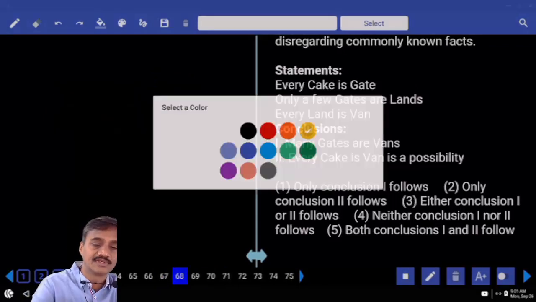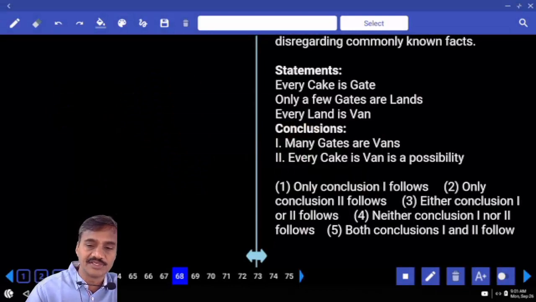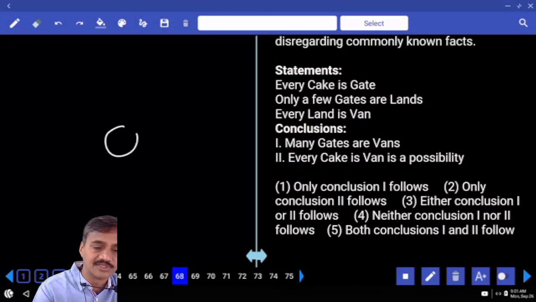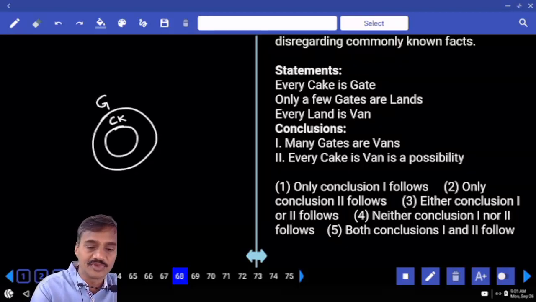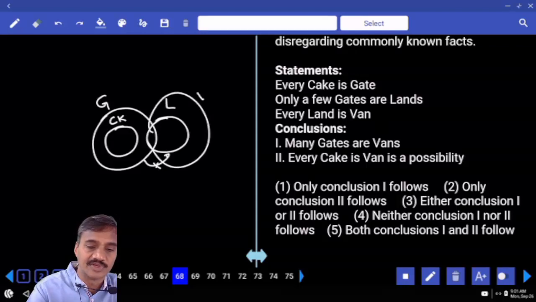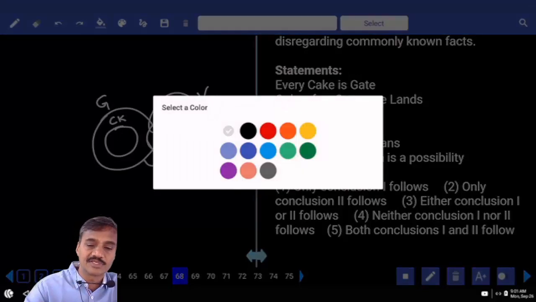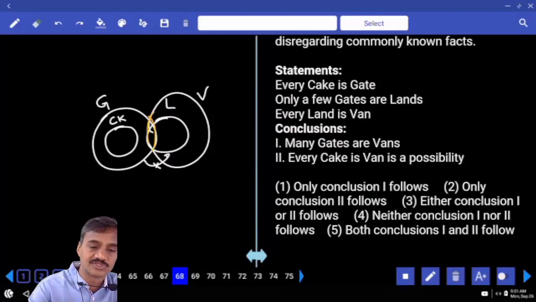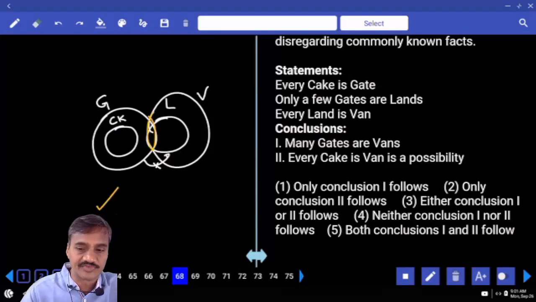And 68. Now, each cake is a gate. Every cake is a gate means all cakes are gates. And only a few gates are lands. Some of the gates are lands, but not all. And every land is van means all these lands are a part of this van. The first one, many gates are vans. If you look here, this is gate and this is van. Many gates are vans, definitely true.